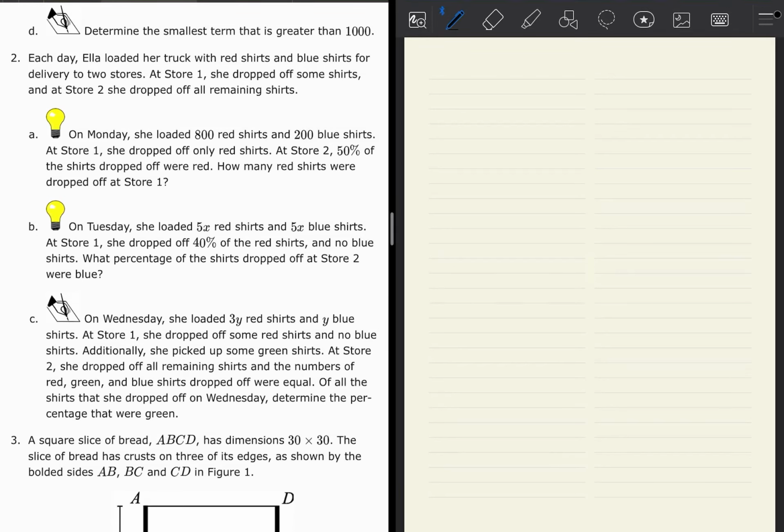Okay, so now let's move on to the final question, question C. On Wednesday, she loaded 3Y red shirts and Y blue shirts. Okay, so straight away let's create the table again. So for red we have 3Y, and for blue we have Y.